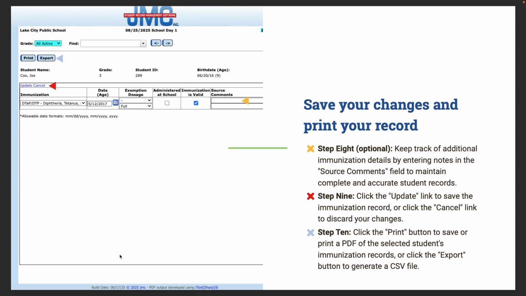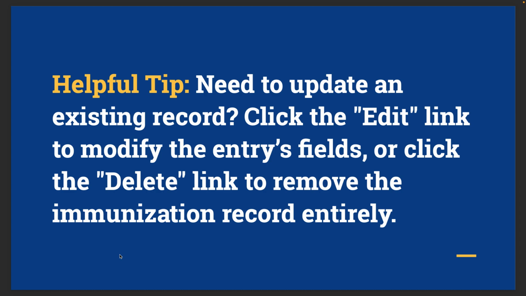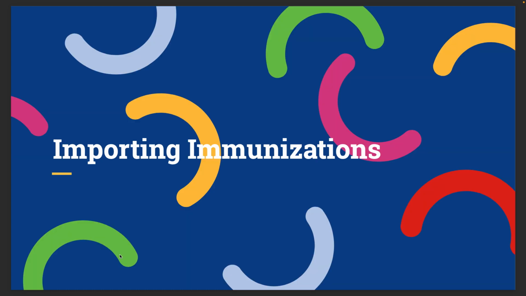Step 8, keep track of additional immunization details by entering notes in the source comments field to maintain complete and accurate student records. Step 9, click the update link to save the immunization record or click the cancel link to discard your changes. And step 10, you can click the print button to save or print a PDF of the selected student's immunization records or click the export button to generate a CSV file. Helpful tip, need to update an existing record? Click the edit link to modify the entries fields or click the delete link to remove the immunization record entirely.